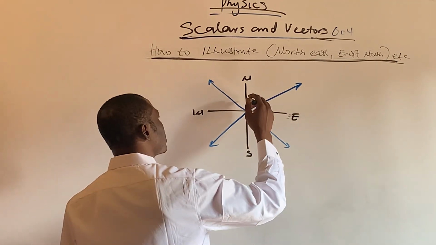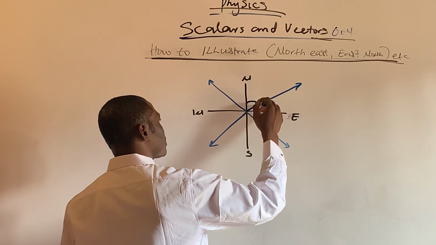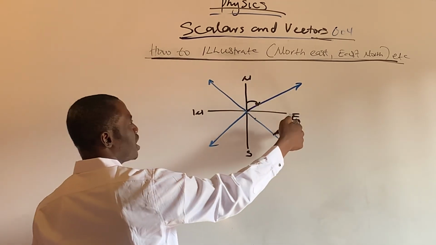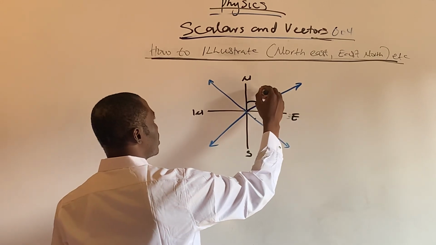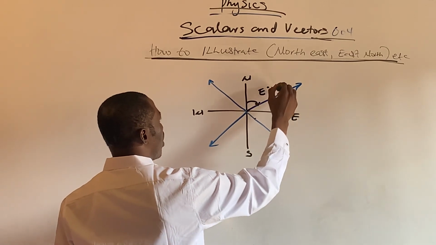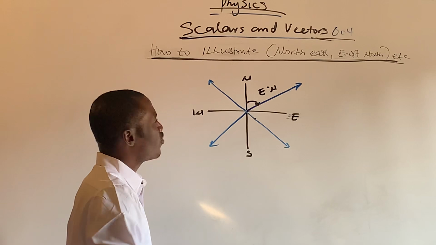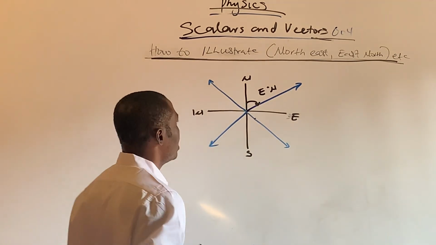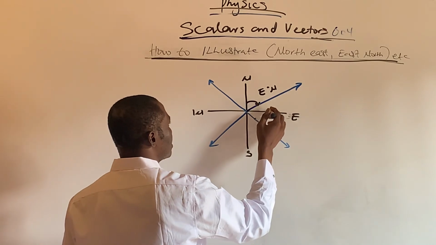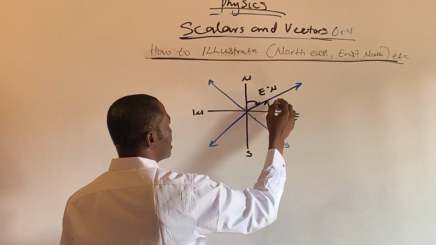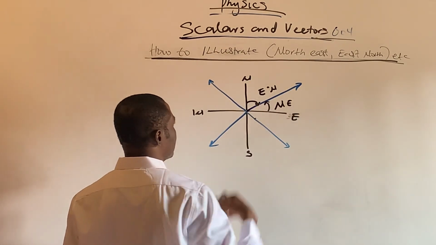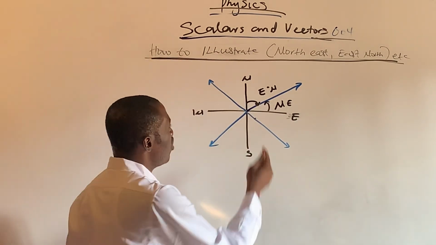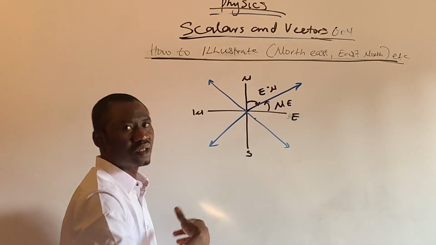So, if the angle is coming from this direction, it's moving from the north to the east. If it's moving from the north to the east, it is called the east of north. Okay? If it's moving from the east back to the north, it is the north of east. All right? Moving from the north to the east, east of north. Moving from the east to the north, north of east.